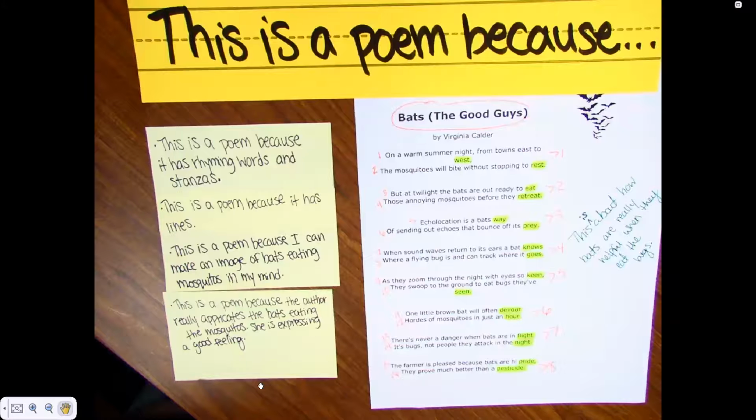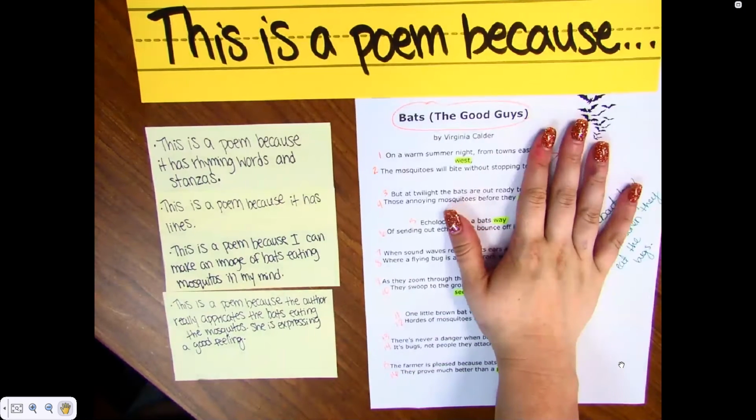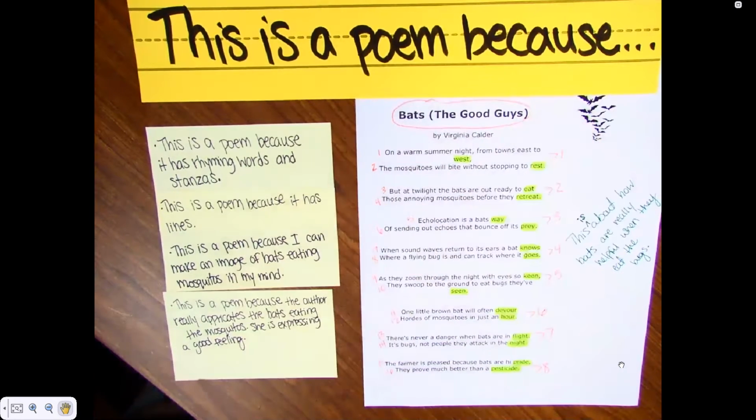Okay, so now it's your turn. I've given you four different examples. Now I want you to send me either an example from a poem you read during independent reading time, or if you didn't read a poem, you can use my poem, okay? So this is a poem because, and then give me some text evidence, prove it.